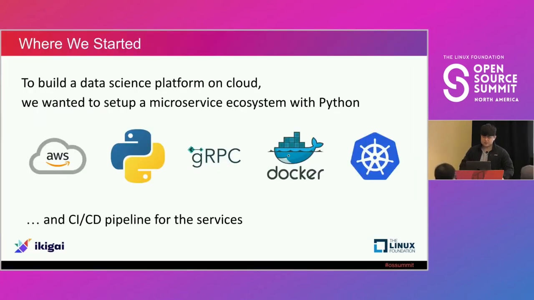So I'm going to start with how we started building our platform. In a nutshell, we wanted to build a data science platform on cloud, and I'm a big fan of all these tools listed here. We wanted to build our platform on AWS cloud. We wanted to use Python for our language, and for our microservice ecosystem, we wanted to use gRPC. To containerize our application, we utilized Docker, and we wanted to deploy and orchestrate those containers on Kubernetes. Of course, we wanted to build a CI/CD pipeline that incorporated all these things.